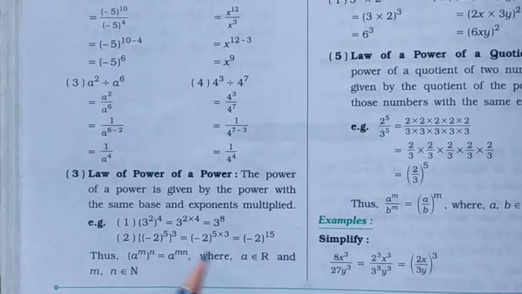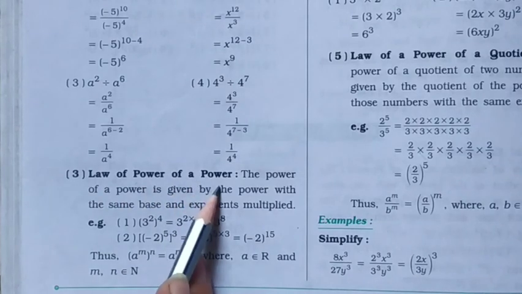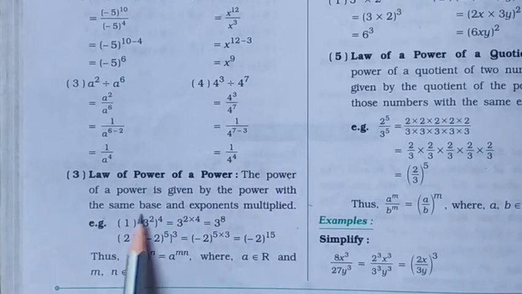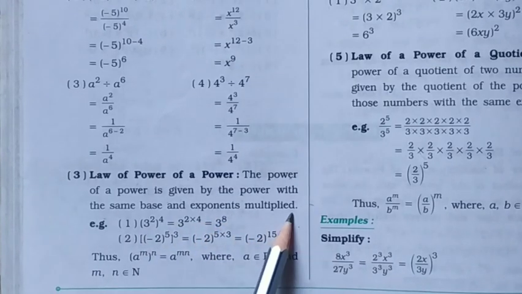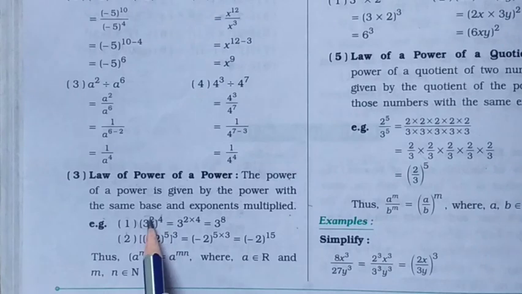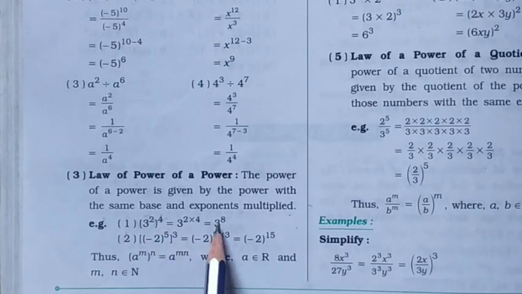Then the next point is the law of power of a power. The power of a power is given by the power with the same base and the exponents multiply. First one: (3^2)^4. Here it is multiplication, so 4 times 2 is 8, so 3^8. Same, (5^3)^5: 3 times 5 is 15.